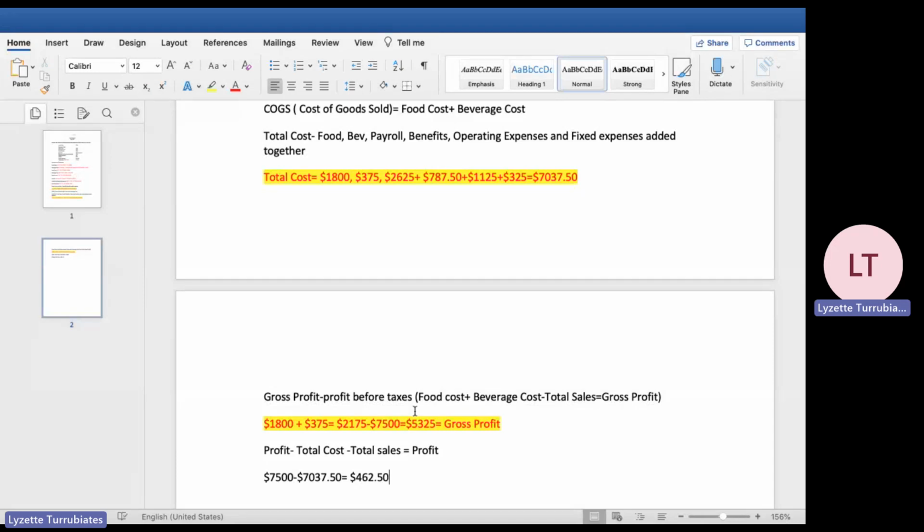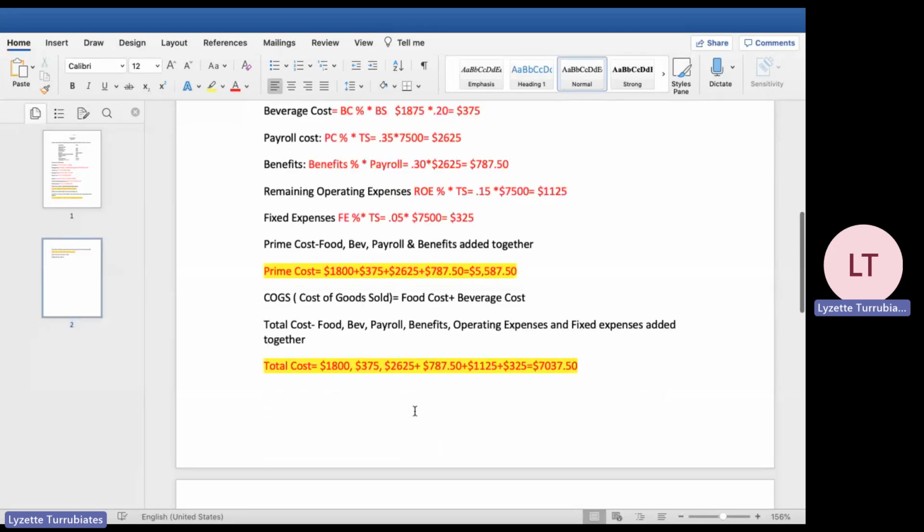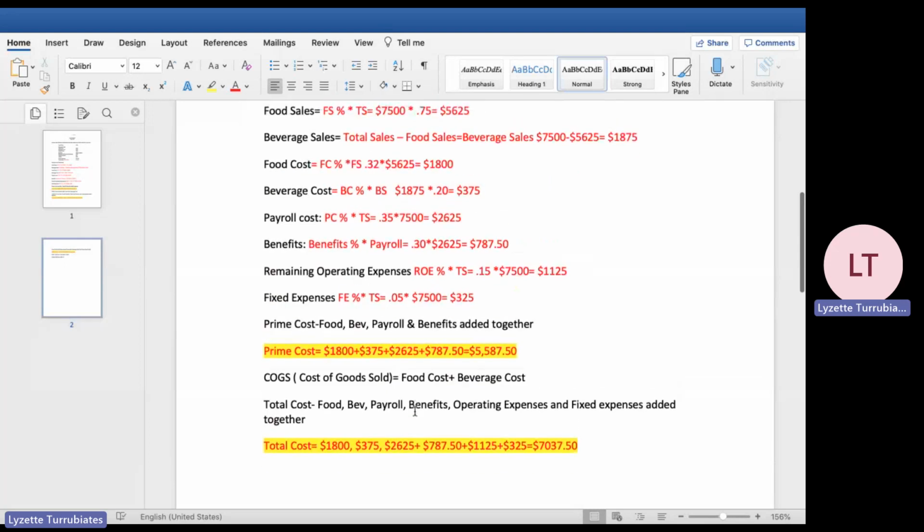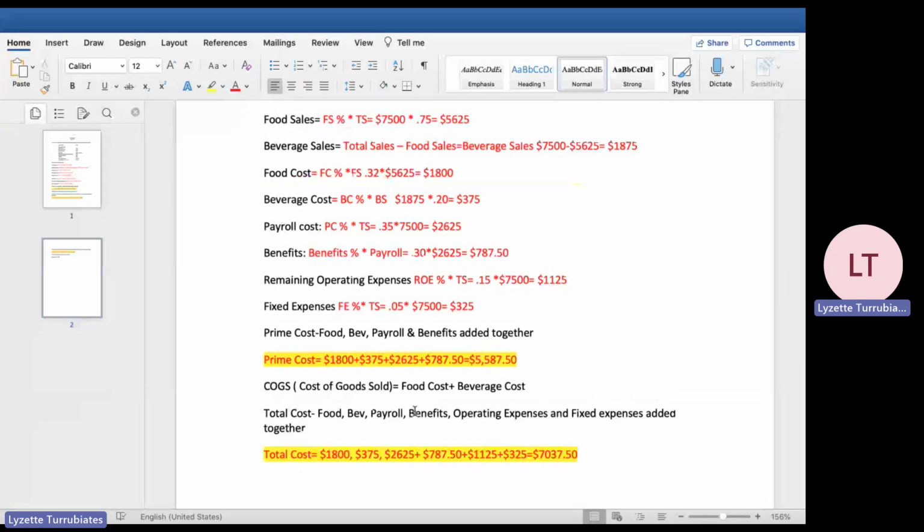All the expenses that were paid: payroll, benefits, remaining operating expenses, paying your rent, all those different fees and different services like marketing and accounting and the music that you're going to play in the restaurant and all the equipment that you're buying. So after all those expenses, you're only making $462. So not very much, but that's how the restaurant works. That's how you're going to be making a profit.